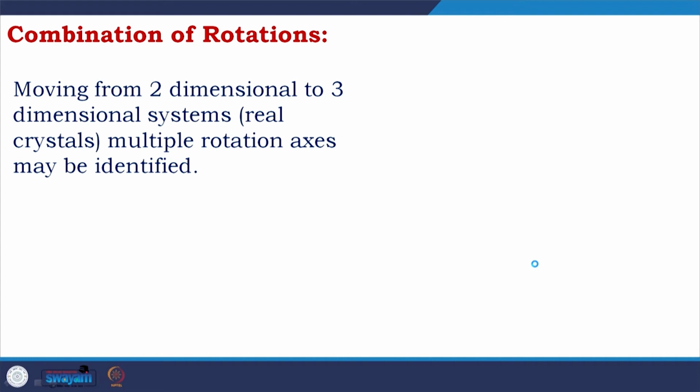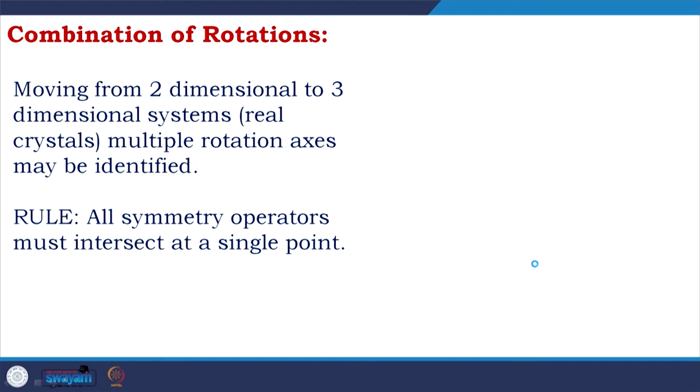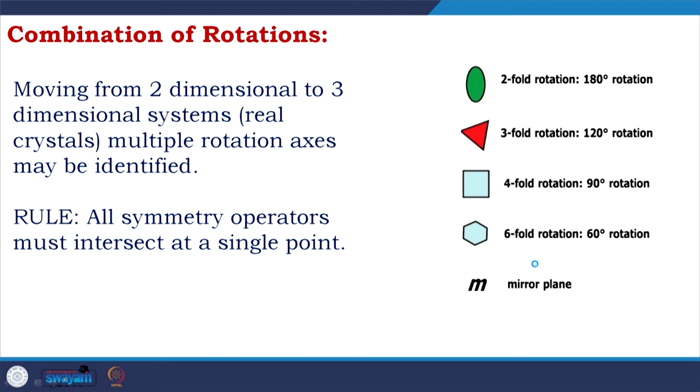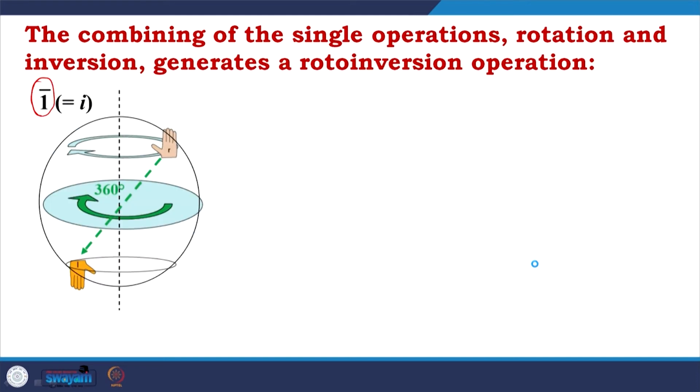Now, we will discuss the combination of rotations. Moving from 2 dimension to 3 dimension, which is the real system, multiple rotation axes may be identified. The rule is all symmetry operators must intersect at a single point. So, you have the rotations 2-fold, 3-fold, 4-fold, 6-fold, but along with that you should have the mirror plane. The combining of a single rotation operation and inversion generates a roto inversion operation.